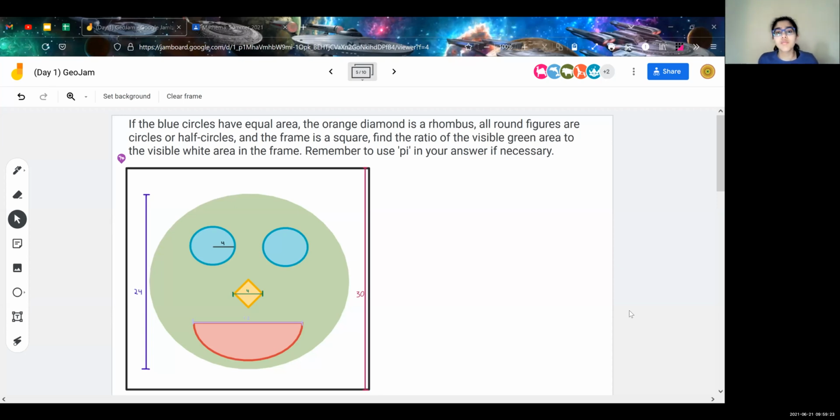So you just put your answer on the slide and you find what it's asking for. It's asking for the ratio of the visible green area to the visible white area in the frame. So you are not finding everything. You are not going to say that this is the area of the blue circle. Make sure you're solving for what it's asking and not just for everything, although you will use everything that you can get from this, right? You don't want to just give answers like that. You want to solve for what it's asking, not just for what you can find.